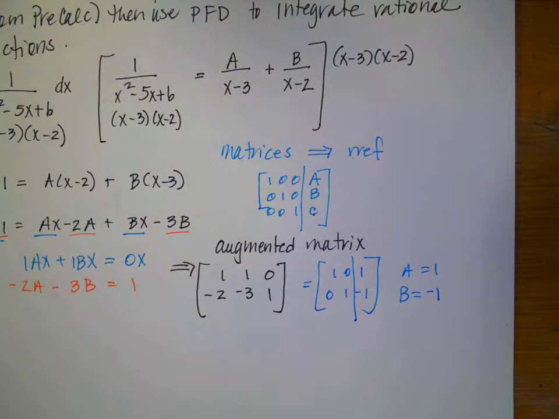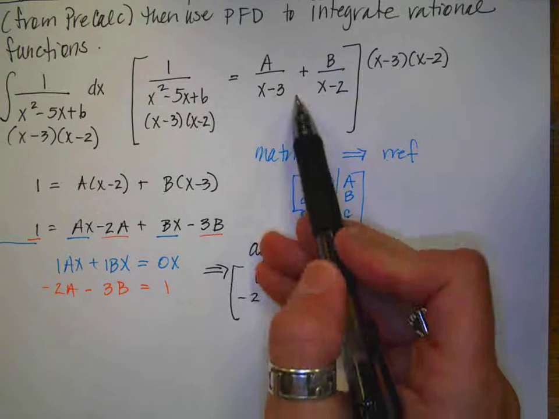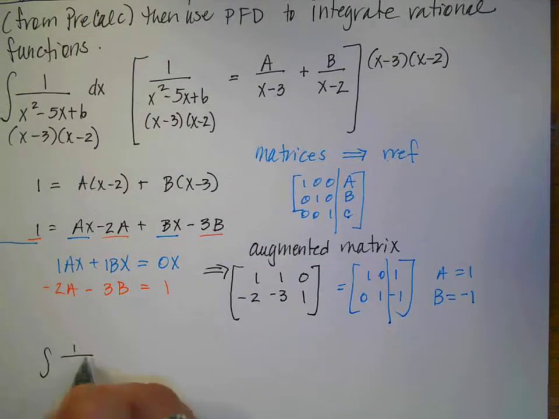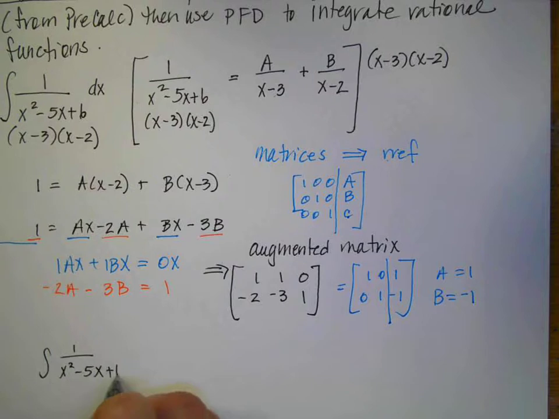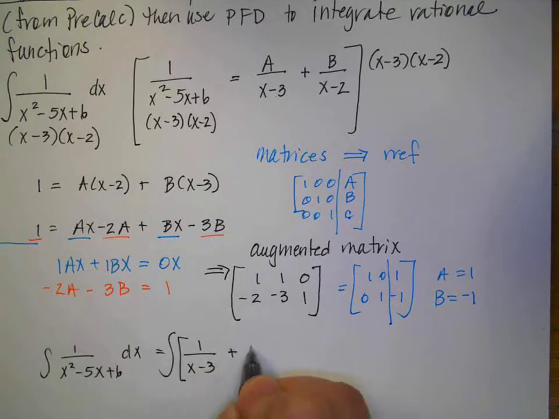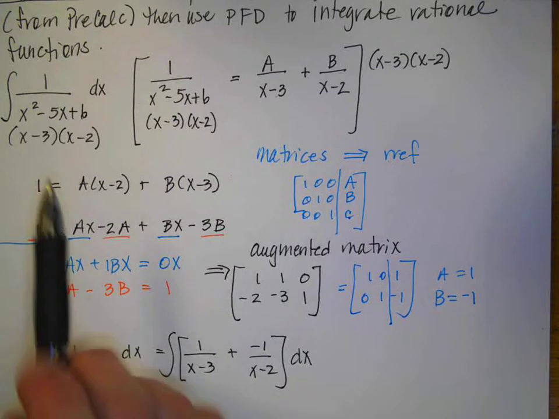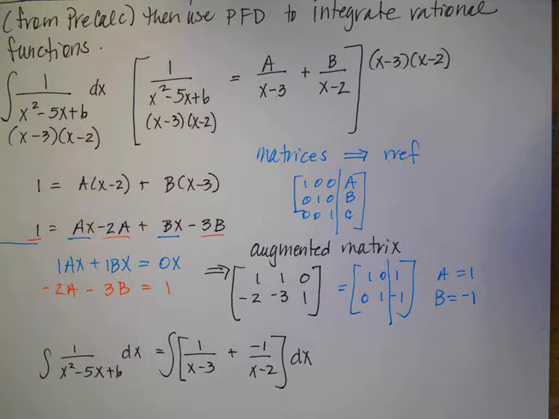Okay, get my handy-dandy calculator out of the way. So then I can go back and rewrite my integral and my decomposition. So my integral of 1 over x squared minus 5x plus 6 dx is equal to the integral of 1 over x minus 3, big parentheses, plus negative 1 over x minus 2, big parentheses, dx. And then it's really easy to integrate. The hardest part about the rational expression is pulling out those fractions to make the problem easier. And then it's just straight u substitution and piece of cake.